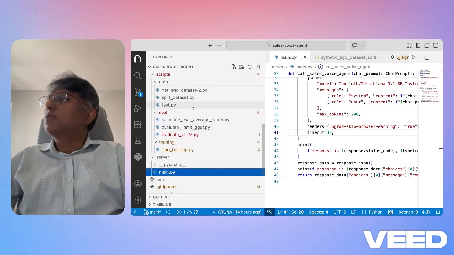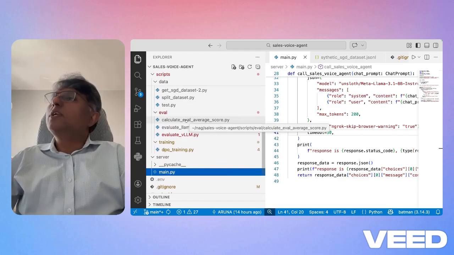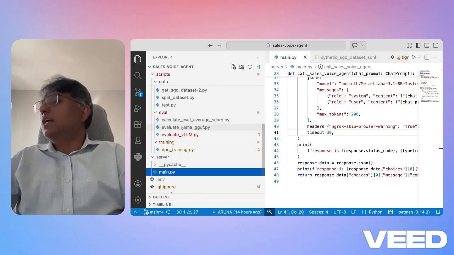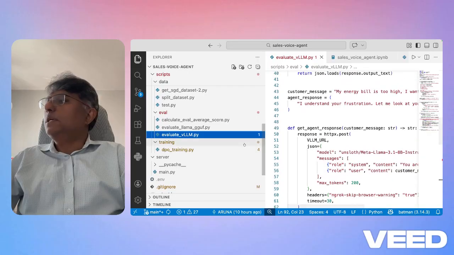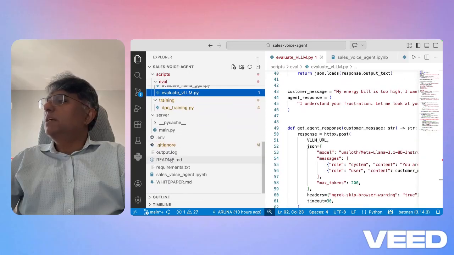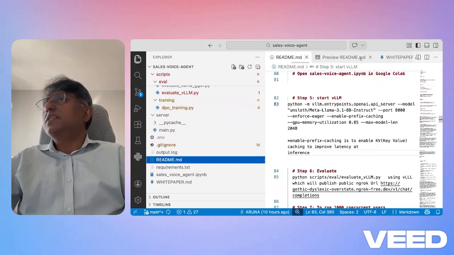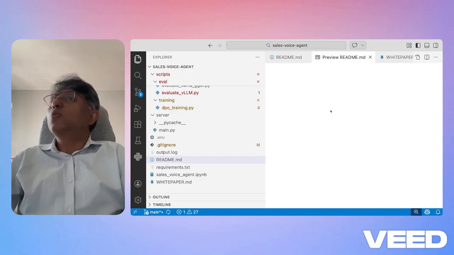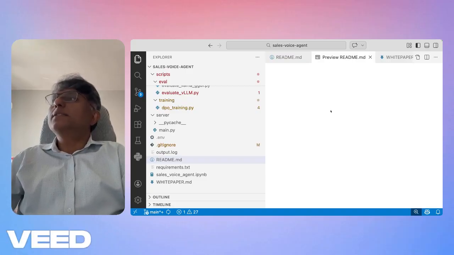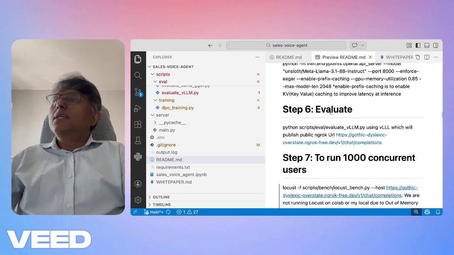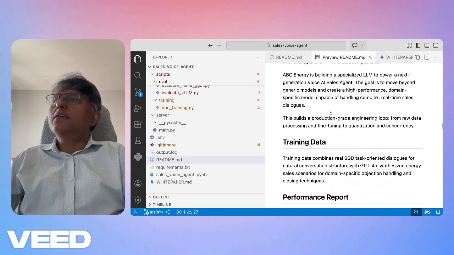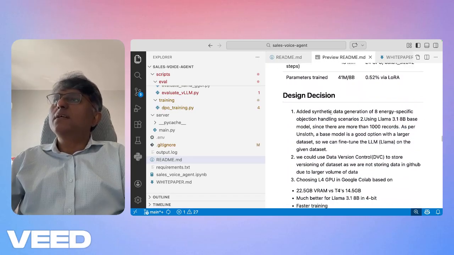Then I did some evaluation of the fine-tuned LLM on the responses generated by Llama, using an adversarial LLM, and you can see the code for that. I also did a README. You can see the whole README here, with the setup as well as the performance report and design decisions.